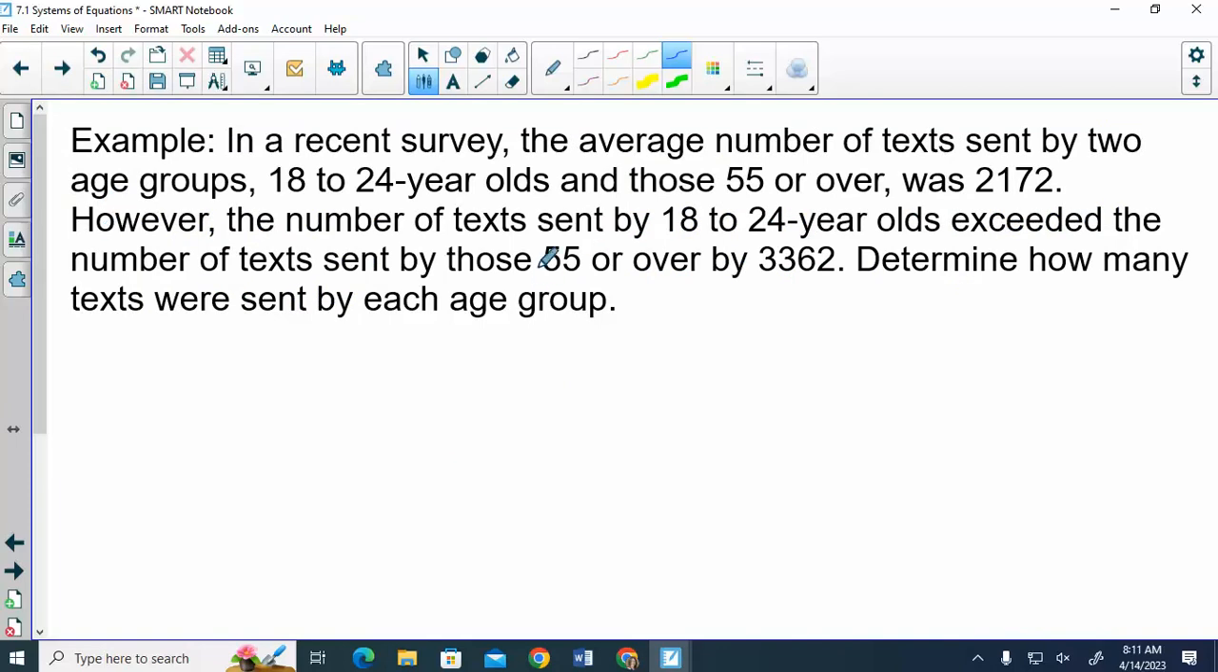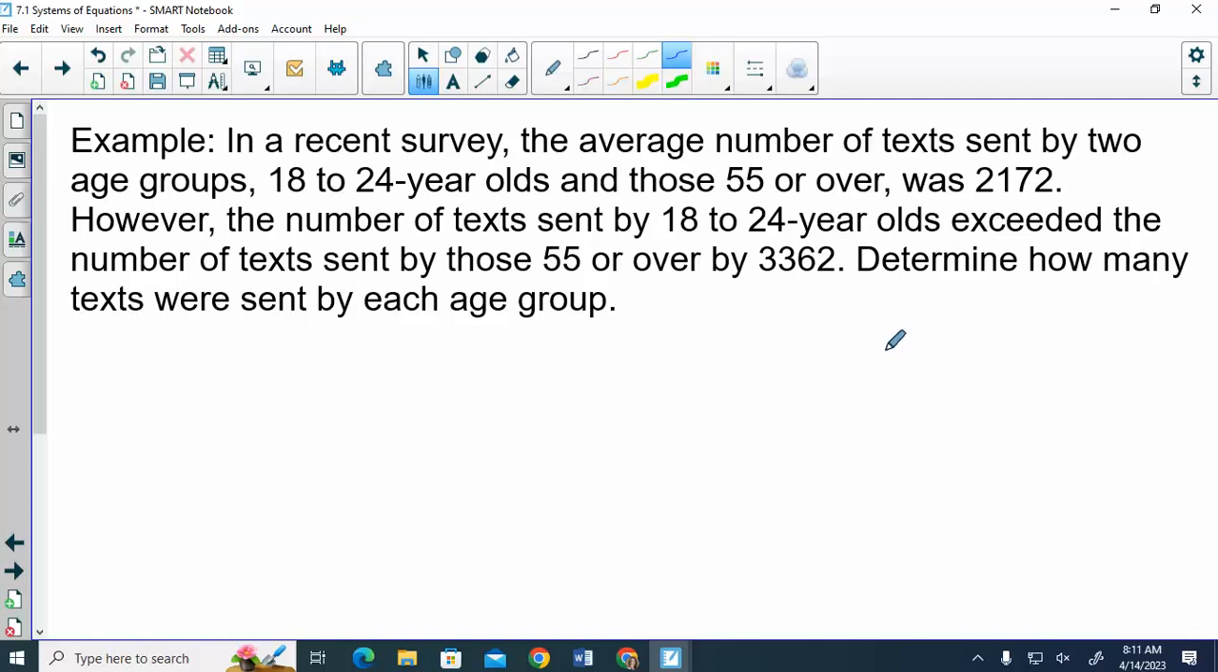In a recent survey, the average number of texts sent by two age groups, 18 to 24-year-olds and those 55 or over, was 2,172. However, the number of texts sent by the 18 to 24-year-olds exceeded the number of texts sent by those 55 or over by 3,362. Determine how many texts were sent by each age group.